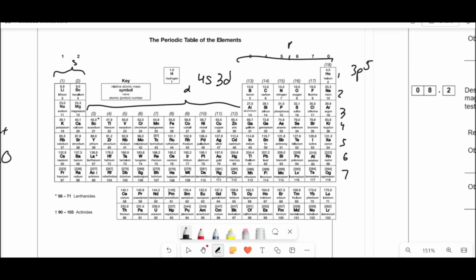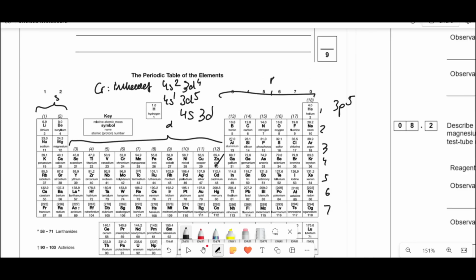So in this sense, scandium would be 3D1, 3D2, 3D3. This would be 3D4. However, chromium is one of the weird ones where, instead of 4s2, 3D4, it actually prefers to be 4s1, 3D5 instead. Then if we carry on, 3D5, 3D6, 3D7, 3D8, 3D9 is another one. Copper's the other weird one, and then 3D10. Copper's the other weird one because instead of being 4s2, 3D9, it actually prefers being 4s1, 3D10 instead.